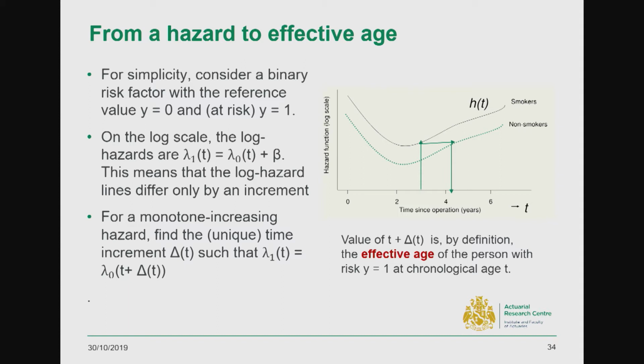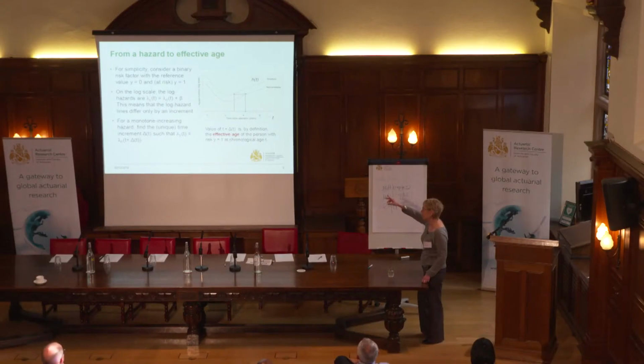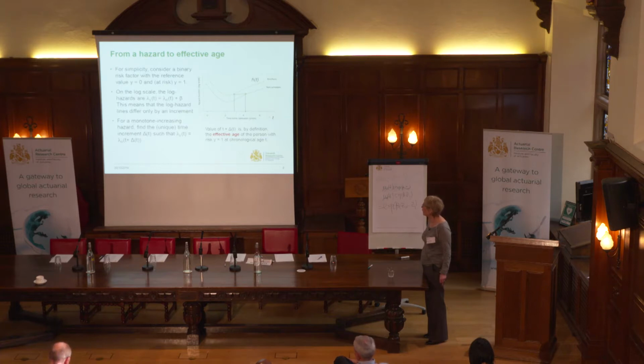Yes, I said that I can do it. I can find a unique effective age only if I have monotone increasing hazards. That's why I have done it on the right-hand side, where my hazards are monotone increasing. Otherwise, I would have found it on the left as well, perhaps. But we prefer to talk about the monotonically increasing part of the hazards. So you can see here that the effective age for smokers is higher than the effective age for non-smokers.